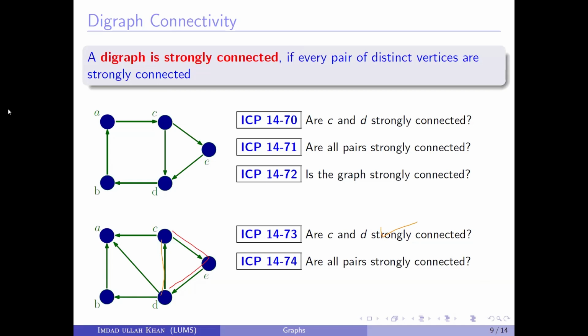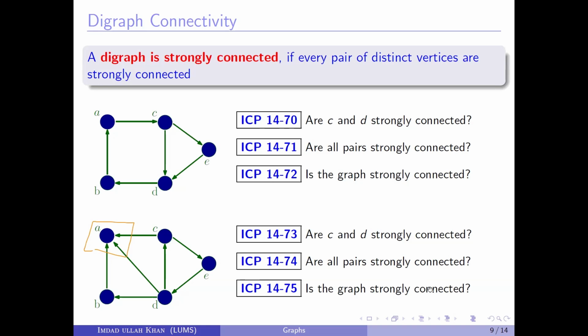Take a moment, focus on all pairs. If you focus on A, there is no outgoing edge, which means that we can't go to any other vertex from A. So that gives us sufficient evidence that not all pairs are strongly connected. And if not all pairs are strongly connected, is the graph strongly connected? The answer is no, because there is a pair, for example AC, which is not strongly connected.